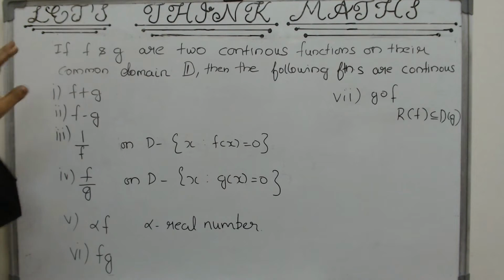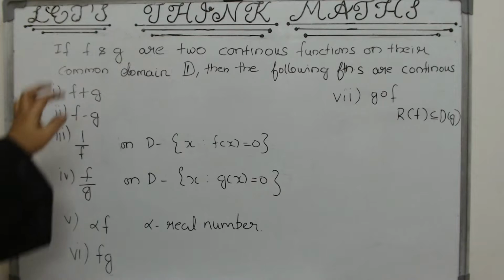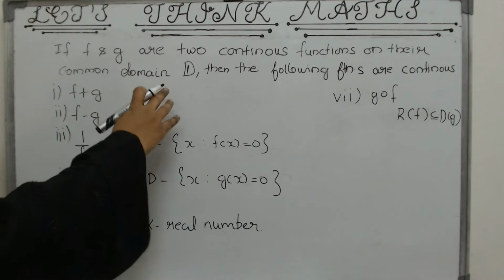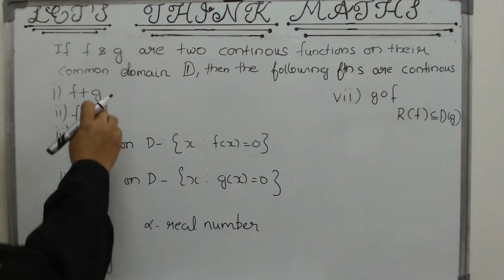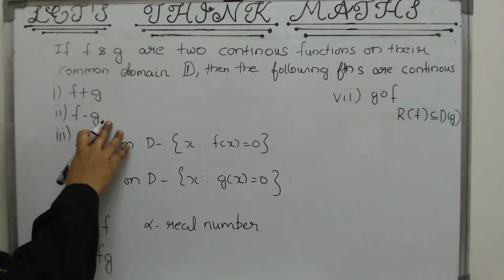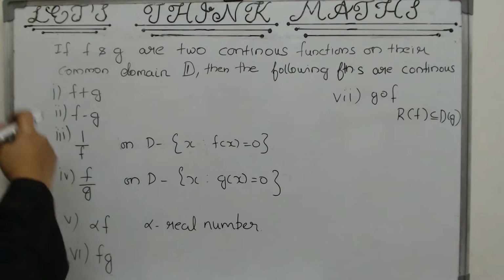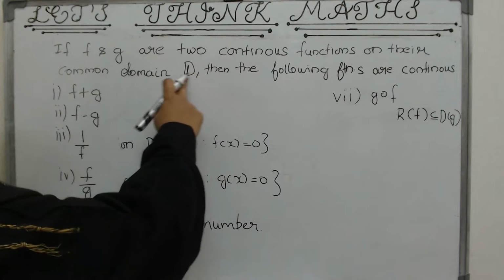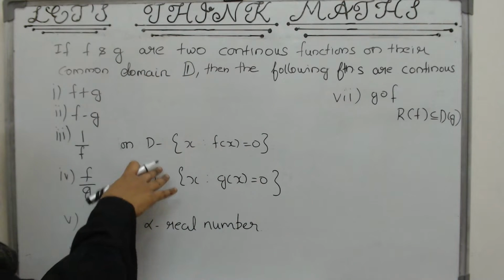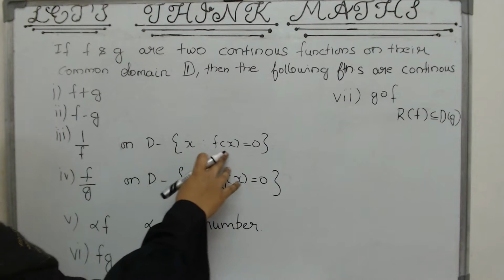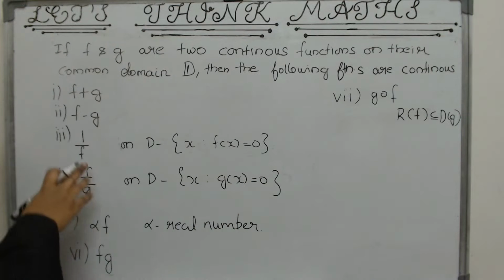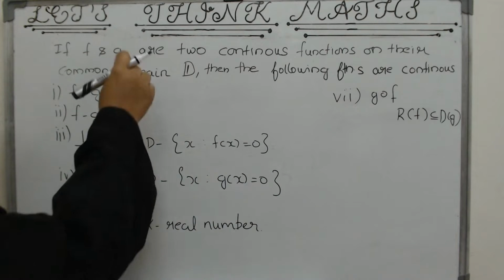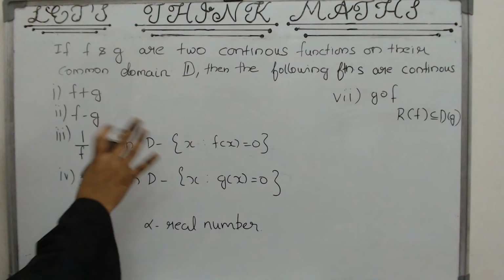Now these are the properties of continuous functions. If you take two functions which are continuous in their common domain, then what do you have? Their sum is continuous, their difference is continuous, and their inverse, both of their inverses, are continuous. But remember, not on the whole D. From D, remove those points for which f of x is equal to 0. We cannot have f of x equal to 0, it will tend towards infinity. So remove the troublemakers, then it will be continuous on D.